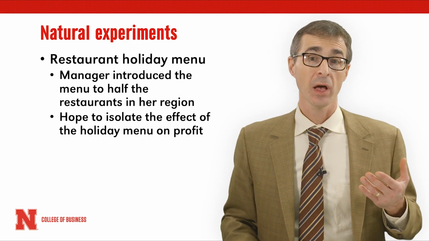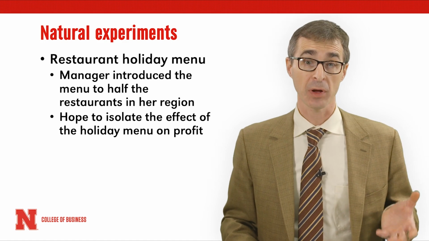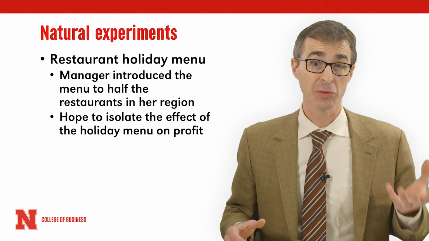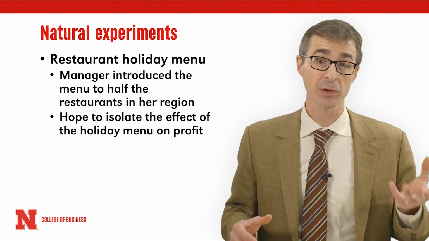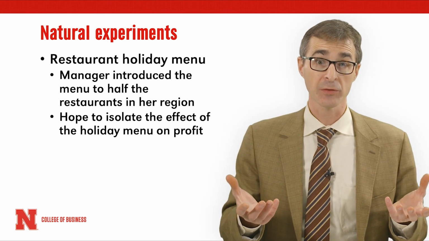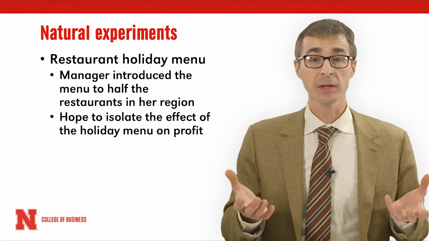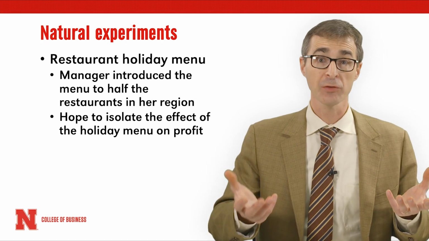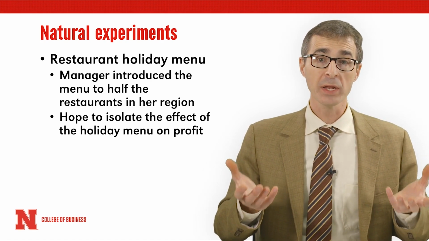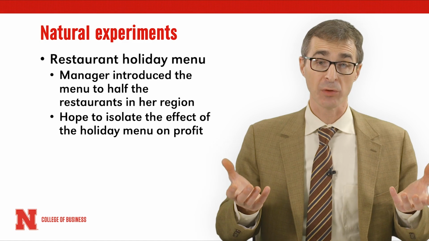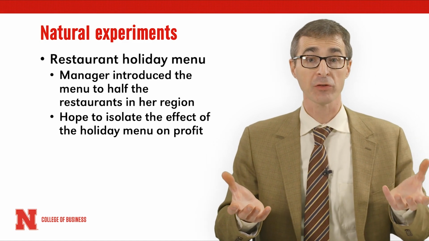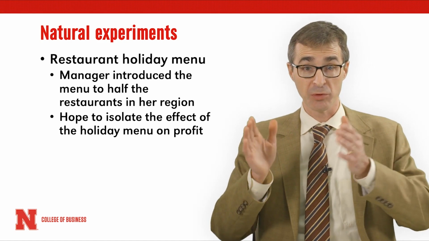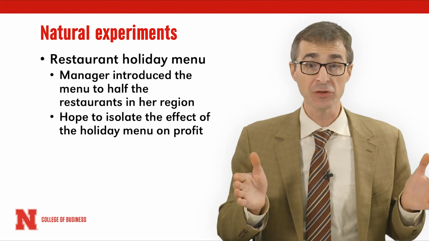So to do this, a new menu was introduced in half the restaurants in the Dallas area, but not in the Fort Worth area. So the Dallas group was the treatment or experimental group because they received the new menu. The Fort Worth restaurants represented the control group. The idea was that most of the economic forces affecting the restaurants in Dallas would also be present in Fort Worth, and so the one difference between these two restaurants during this holiday season was the introduction of the holiday menu.